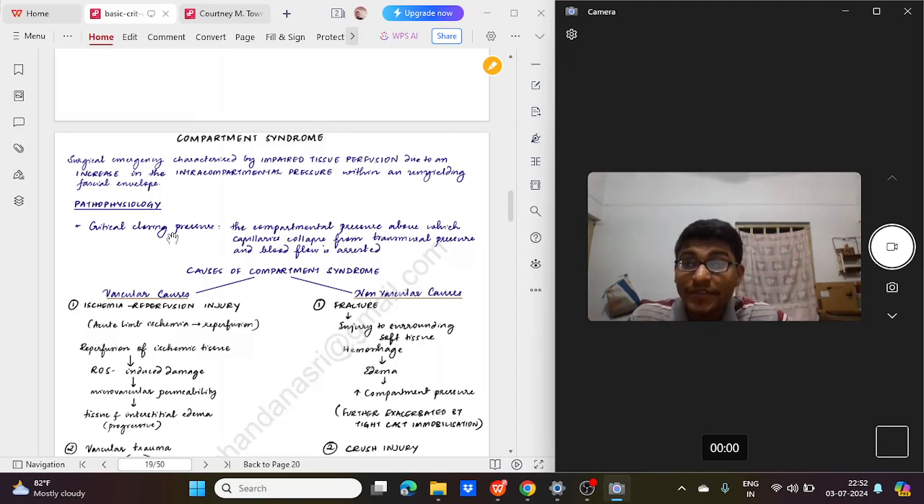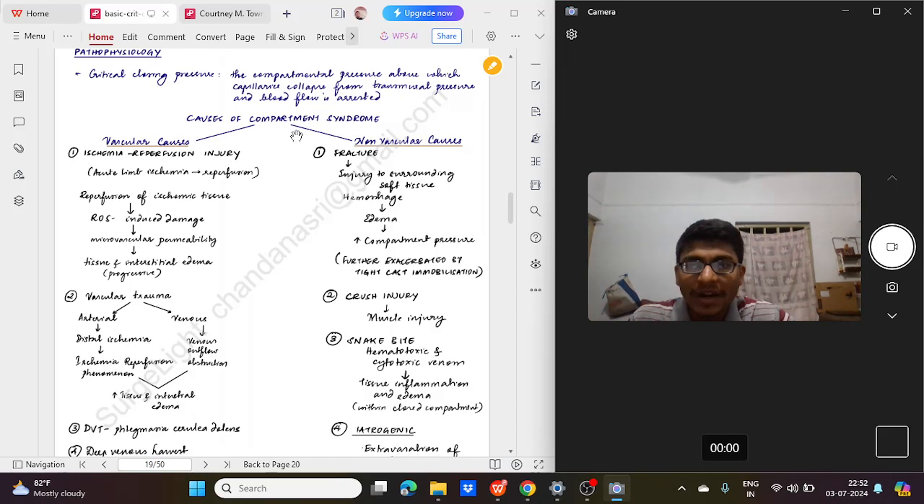So what is the pathophysiology? There is a critical closing pressure, the compartmental pressure above which the capillaries collapse and the blood flow is arrested. So we'll repeat: the compartmental pressure above which the capillaries collapse from the transmural pressure and the blood flow is arrested. So what are the various causes of this compartment syndrome?